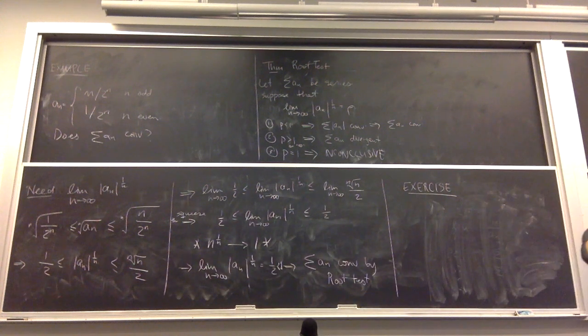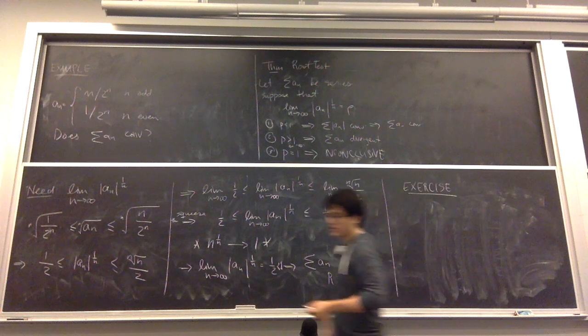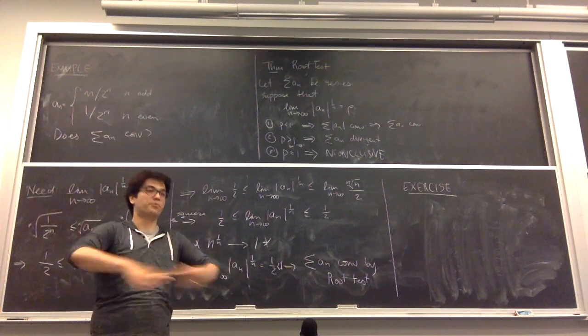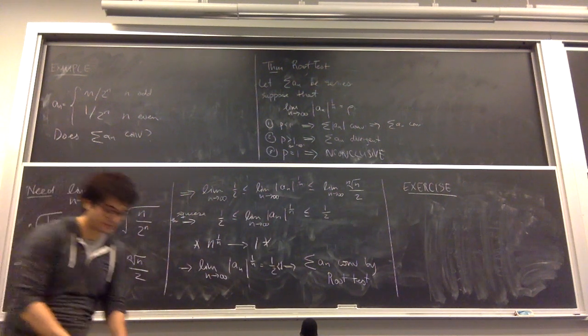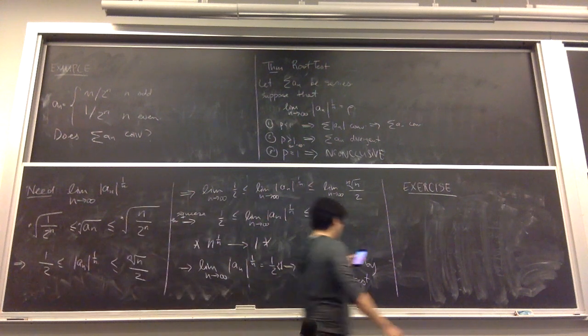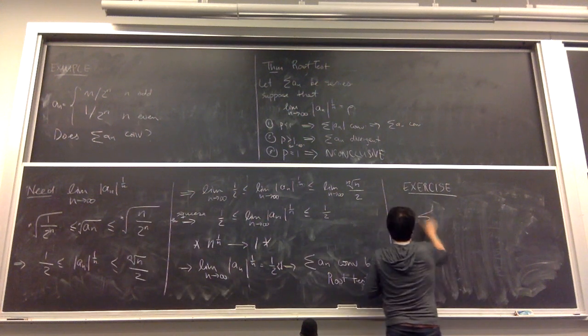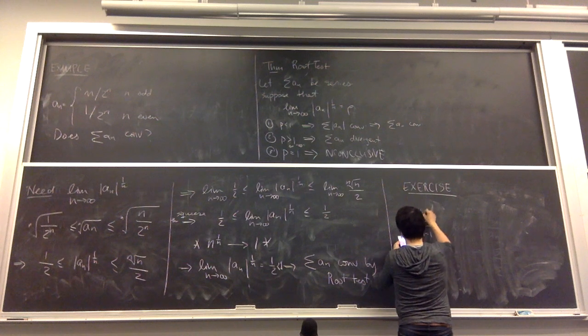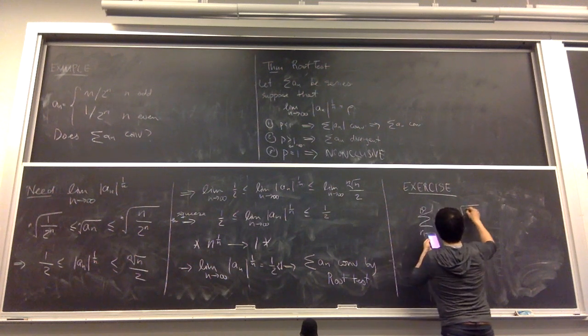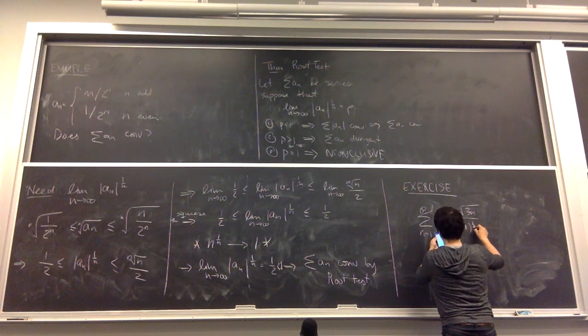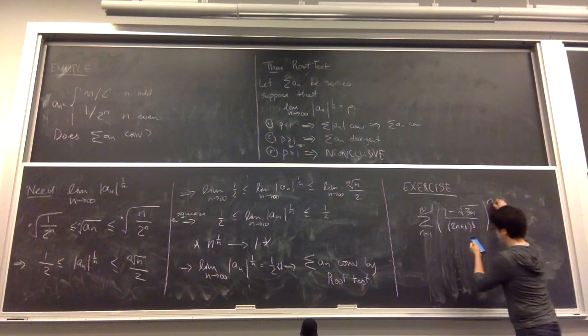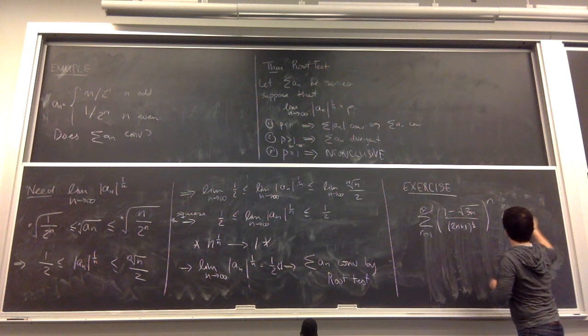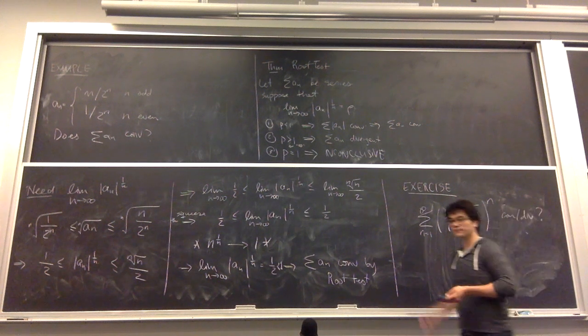The rest of the class is going to be us trying to do exercises. How much time do we got left? An hour. Perfect. Okay, so maybe I'll actually give you time to work on these a bit. So why don't you try this one? The sum of (1 minus 3n over 2n plus 1) to the half, to the n. Is this convergent or divergent? Give that one a try.